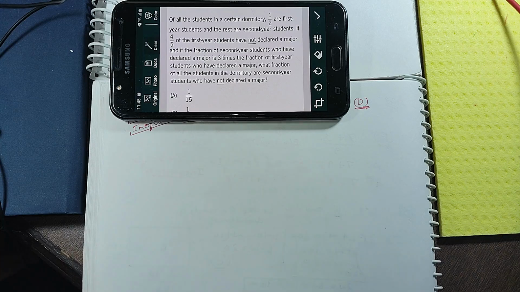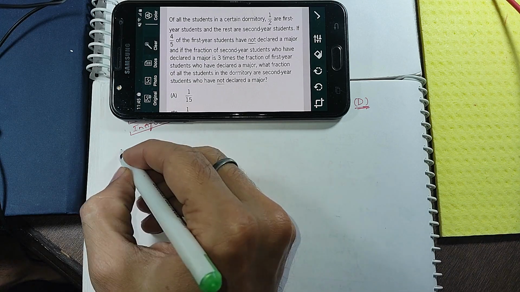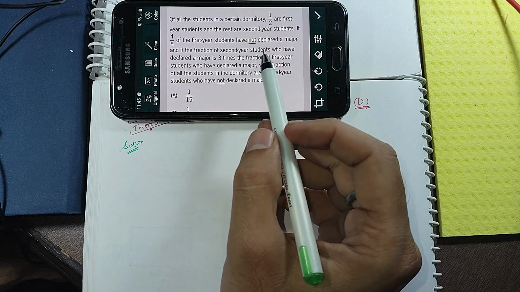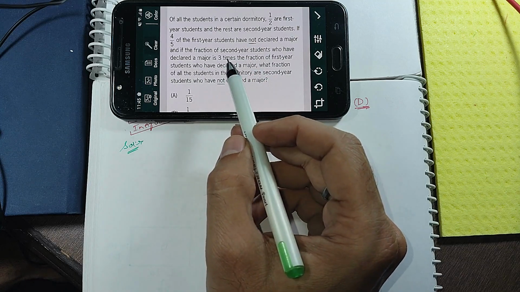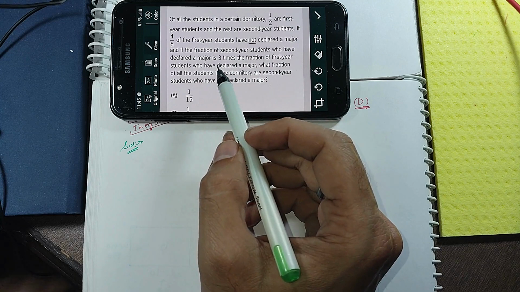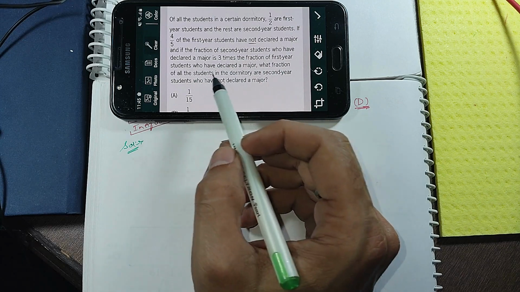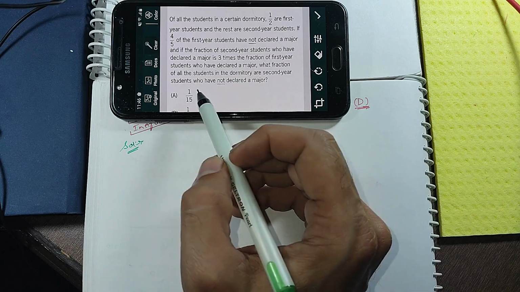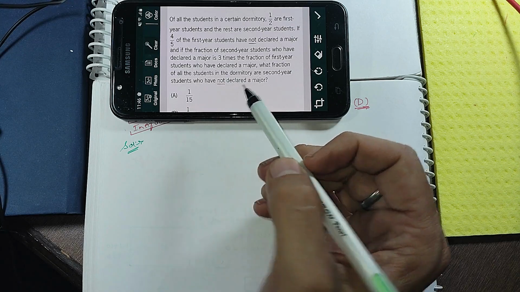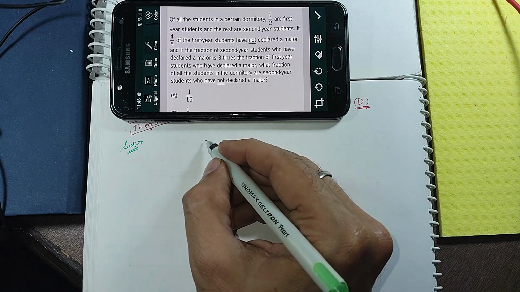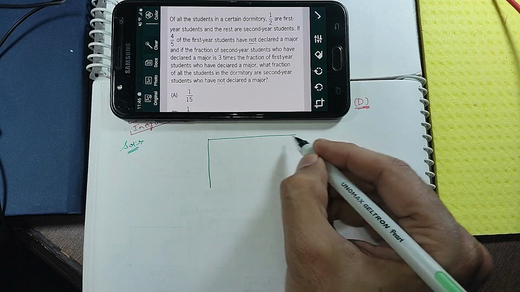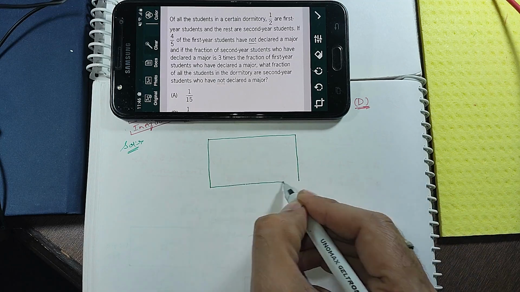Of all the students in a certain dormitory, 1/2 are first year students and the rest are second year students. If 4/5 of the first year students have not declared a major, and if the fraction of second year students who have declared a major is 3 times the fraction of first year students who have declared a major, what fraction of all the students in the dormitory are second year students who have not declared a major? So whenever such a type of question comes, try to construct a tabular form so that it would be quite easy for you, and above all it would be error free for you.